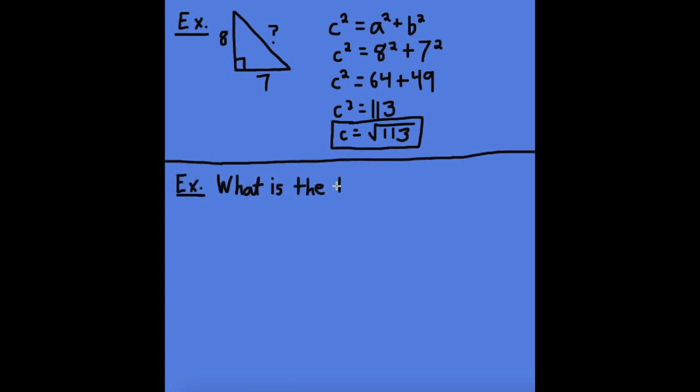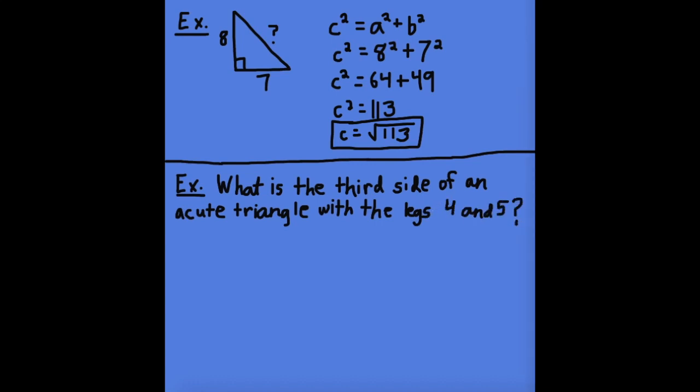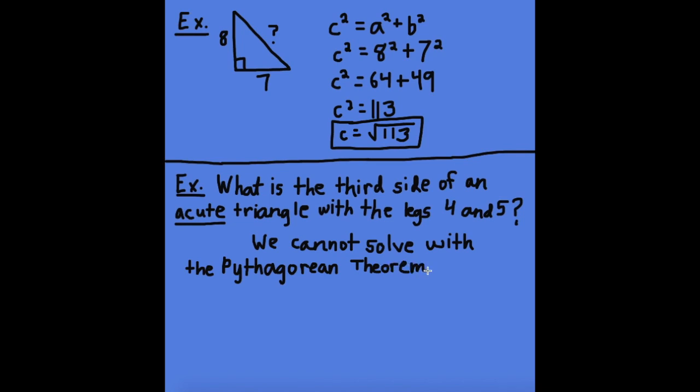What is the third side of an acute triangle with the legs 4 and 5? Now let's look at this problem very closely. In order for us to use the Pythagorean theorem, the triangle has to be a right triangle. The problem said that it was an acute triangle. Therefore, we cannot use the Pythagorean theorem in this problem and do not know the answer to the problem. We cannot do this problem since it is an acute triangle and not a right triangle. Let's try another problem.